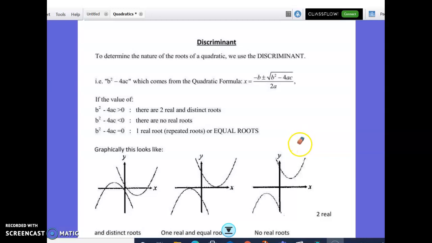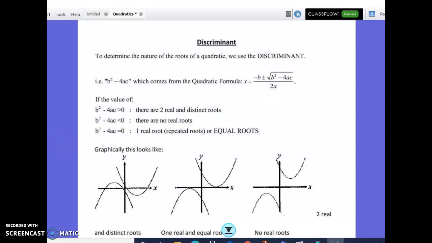We're going to have a look at the discriminant. The discriminant is part of the quadratic formula. The discriminant is just the b squared minus 4ac part of the quadratic formula, so the bit under the square root sign. And it's called the discriminant because it discriminates between what kind of roots we have.